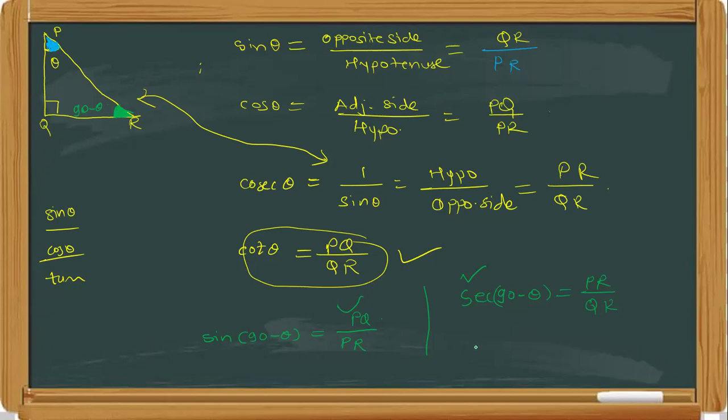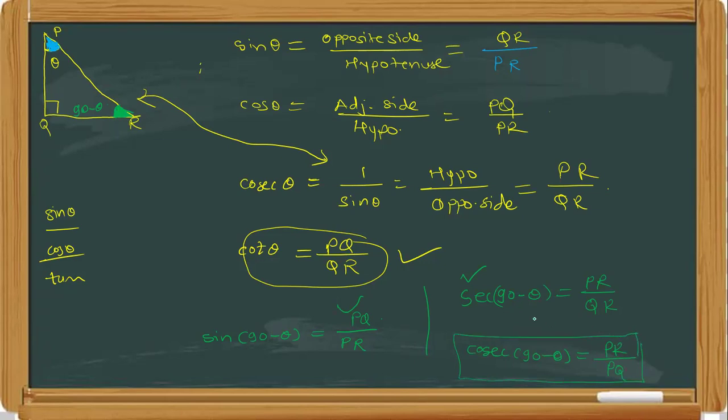Now, next. What is cosec of 90 minus theta? Cosec is 1 upon sine theta. So hypotenuse upon opposite side. Hypotenuse is PR and opposite is PQ. Very good. Great.